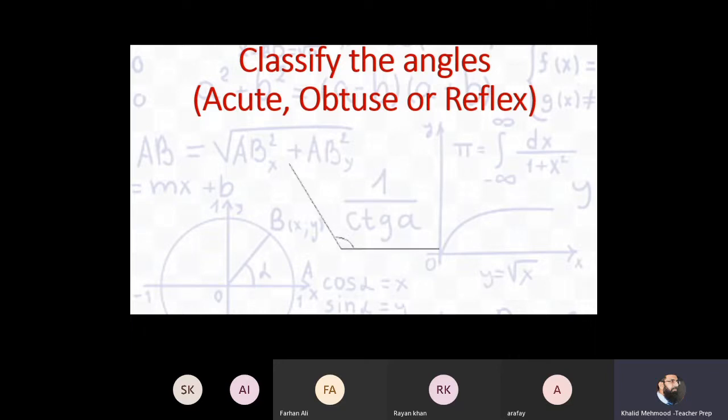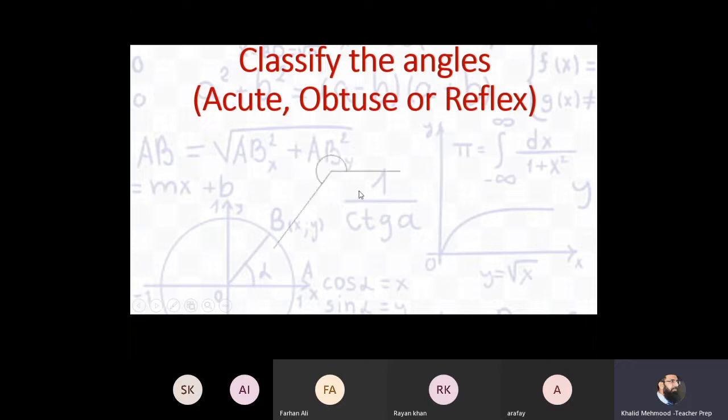What about this angle? Is it more than 90 or less than 90 or more than 180? What category is it? More than 90. So more than 90 is acute, obtuse, or reflex? Obtuse. Well done. So this is obtuse angle.